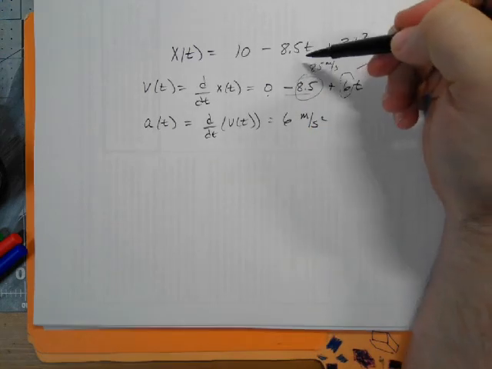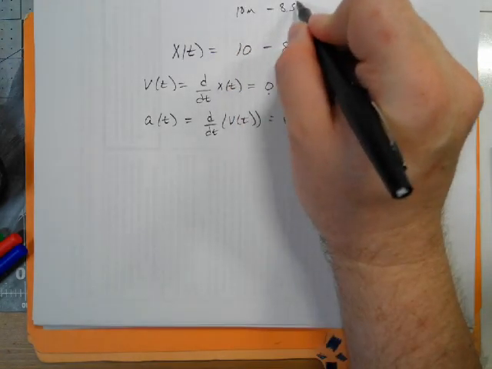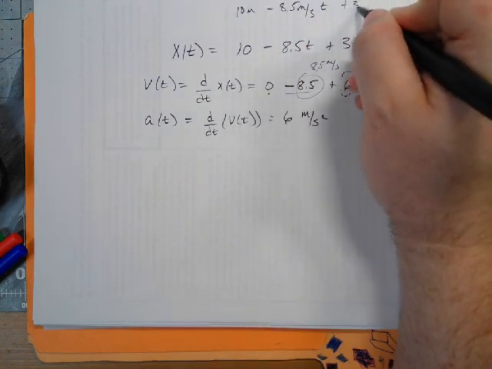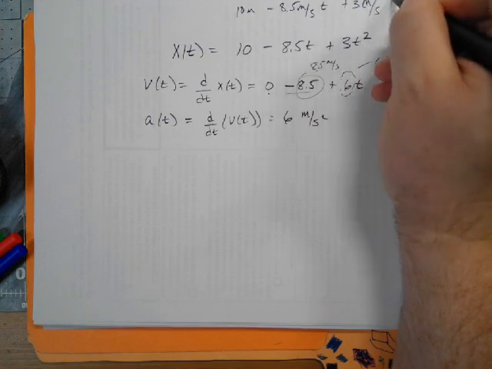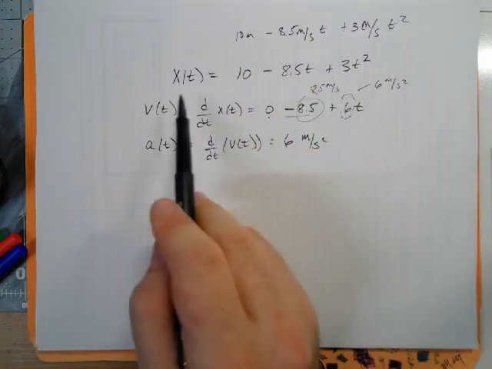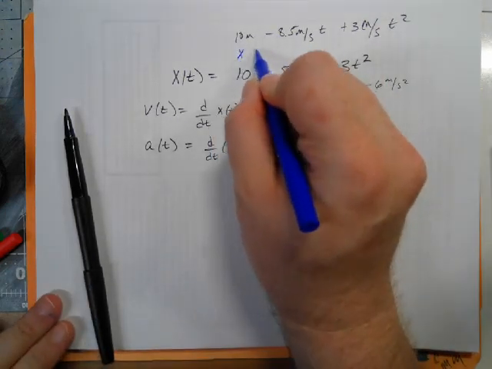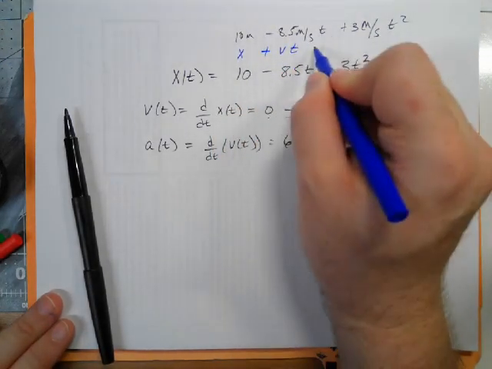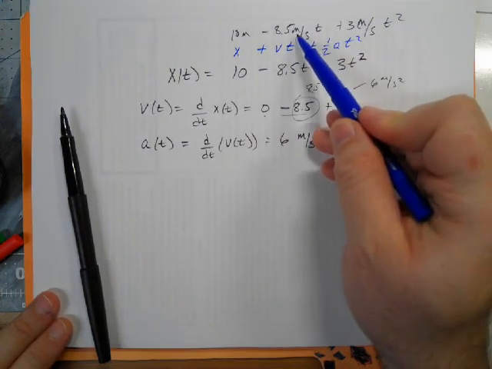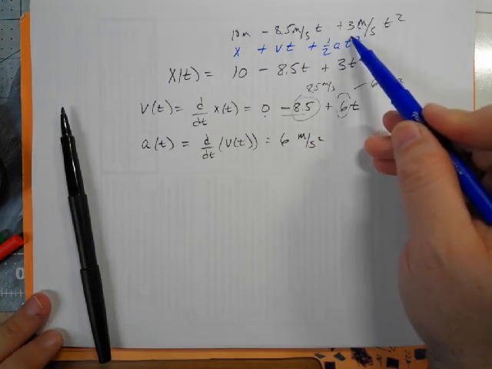And so these things had some units in here, right? You have 10 meters minus 8.5 meters per second times t plus 3 meters per second squared t squared. And so if you know the form of your equation, this thing that we're treating like constant acceleration has to look like x plus vt plus 1/2 at squared. You can jump from this and say, well, the velocity has to be 8.5, and the acceleration has to be twice this coefficient.